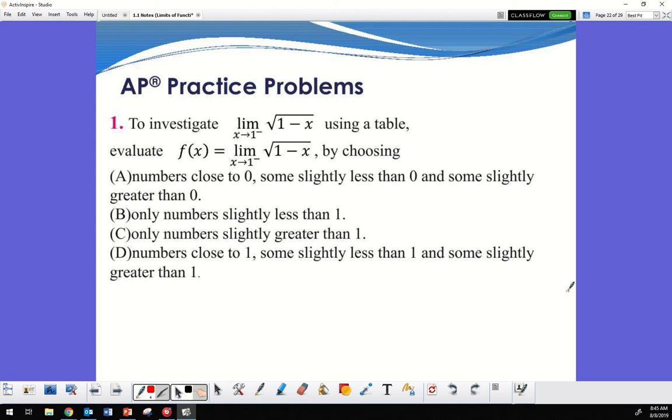These are the type of questions you have to read through carefully. Only numbers slightly less than 1. Only numbers slightly greater than 1. Do I do anything greater than 1? No, this is the one-sided limit, isn't it? Look at numbers close to 1, some slightly less than 1 and some slightly greater than 1. If I said no on the greater than 1 here, would I do some less than and more than? No. So the only logical answer on this one would be B.